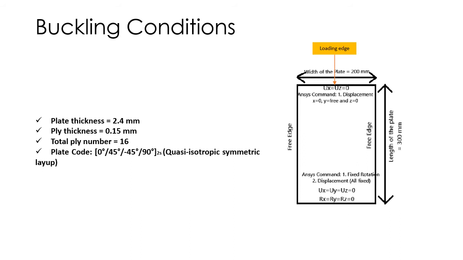As for the boundary condition, one end is fixed, as we can see. The loading edge is simply supported, and the other 2 edges are free. Along with the boundary conditions, we can also find the length of the plate, which is 300 millimeters, and the width of the plate is 200 millimeters. So the aspect ratio of the plate is 1.5.